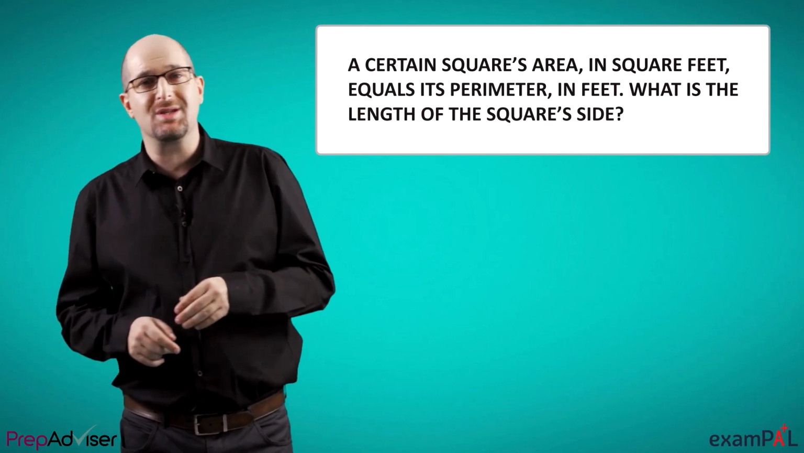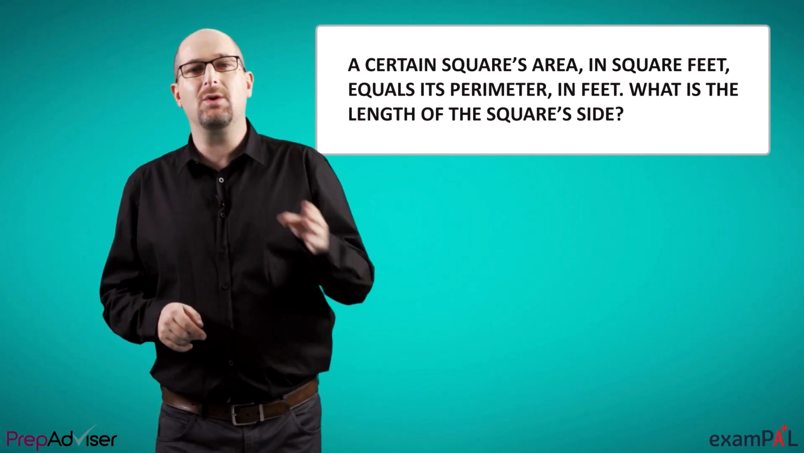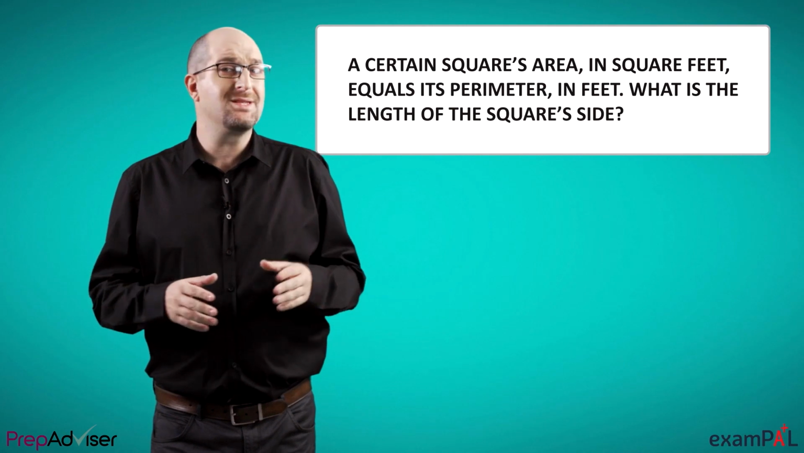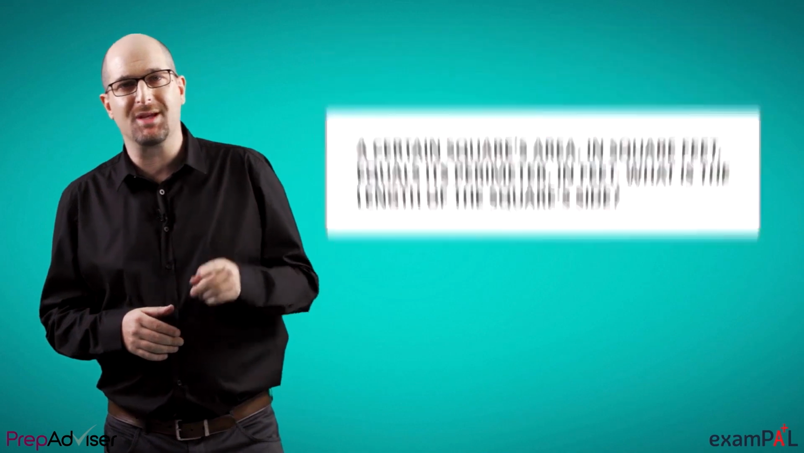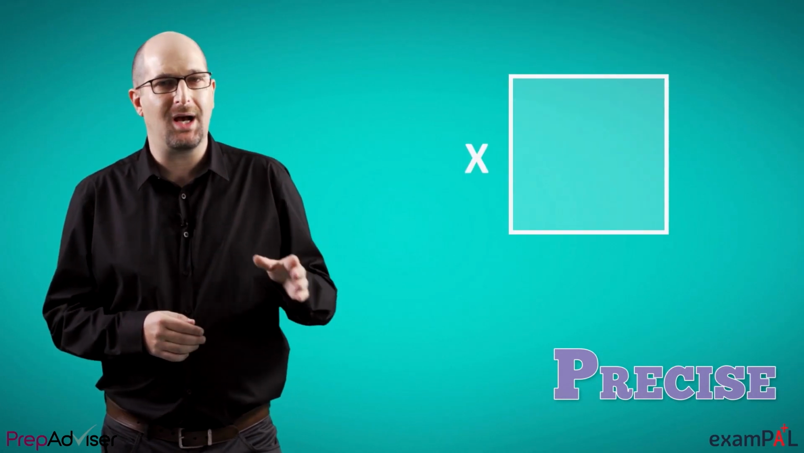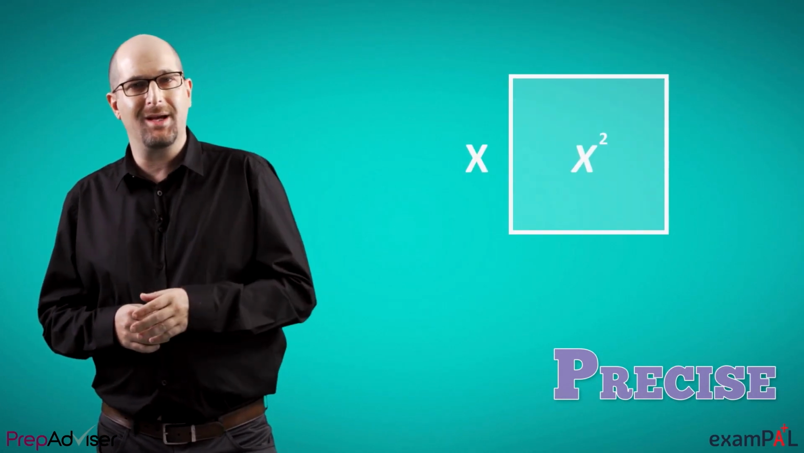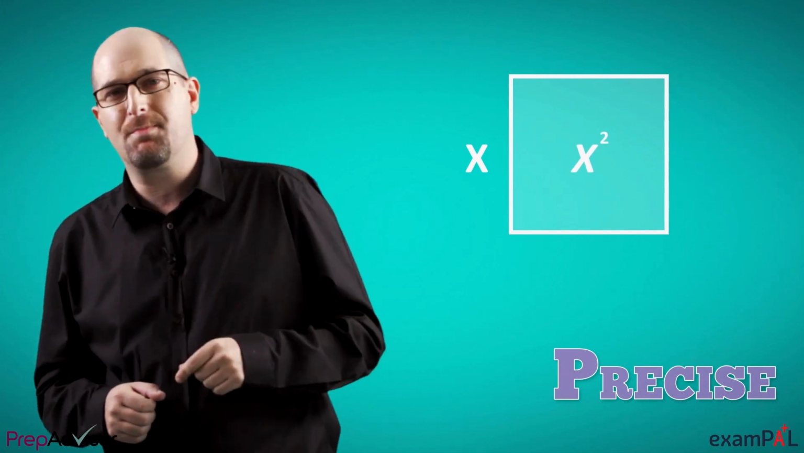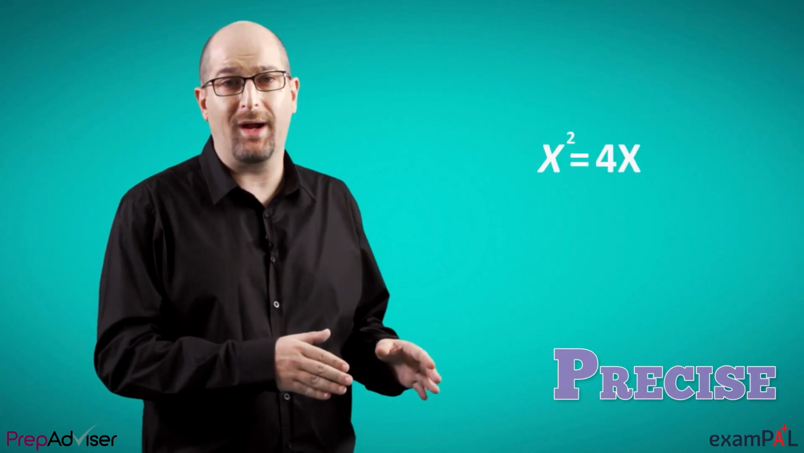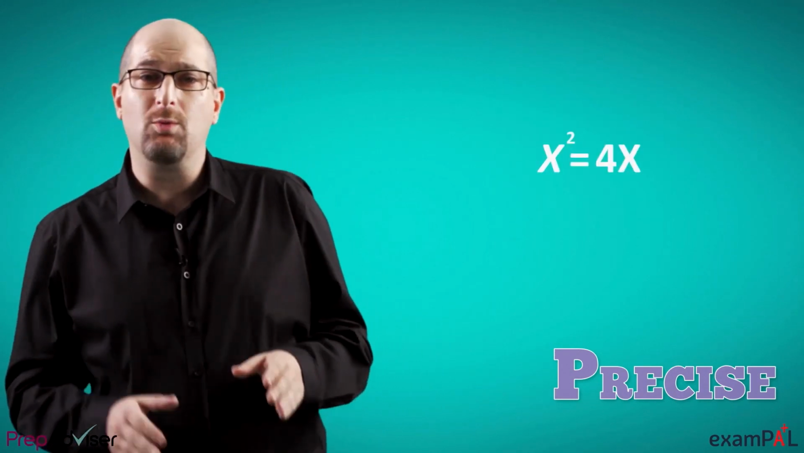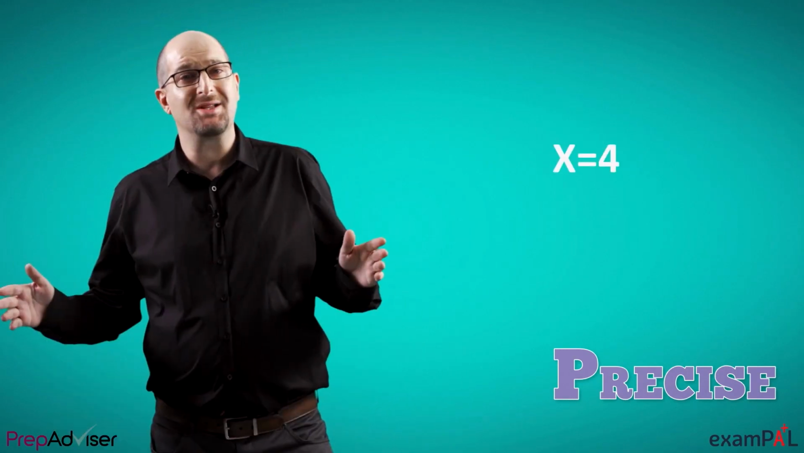A certain square's area in square feet equals its perimeter in feet. What's the length of the square's side? Well, since this question describes expressions which we know, let's use a precise tool and build an equation. If we mark a square's side as x, then its area is x squared. Meanwhile, its perimeter is 4x. So then our equation is x squared equals 4x. And we'll divide both sides by x so that we get x equals 4. That's our answer.